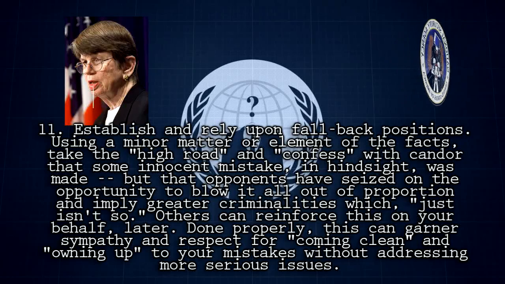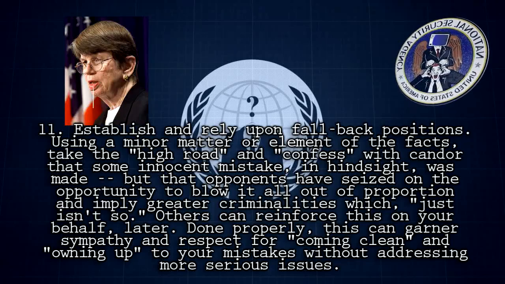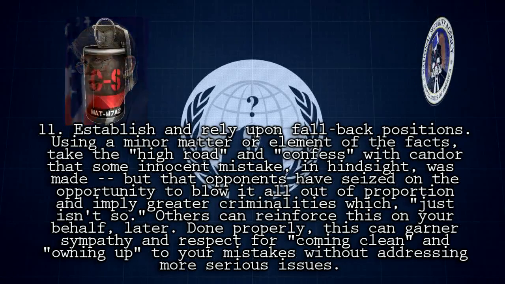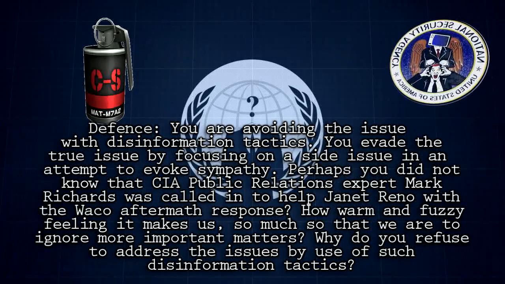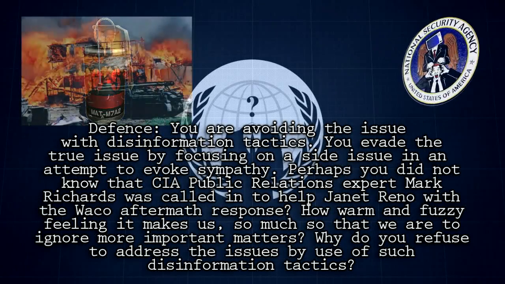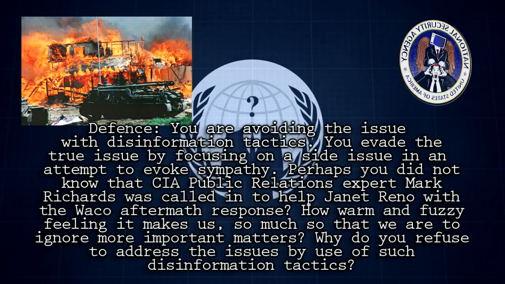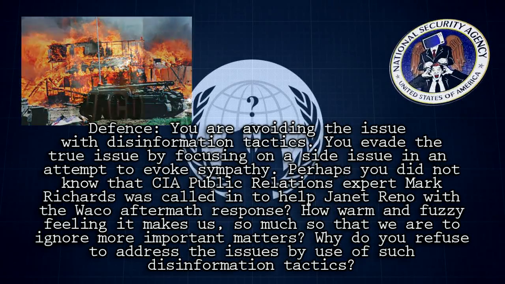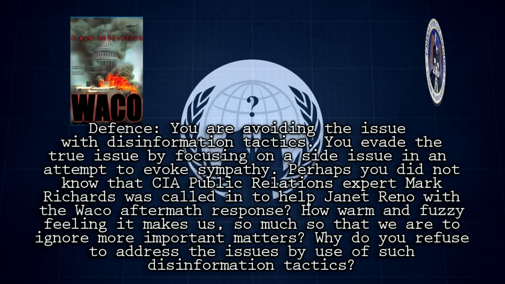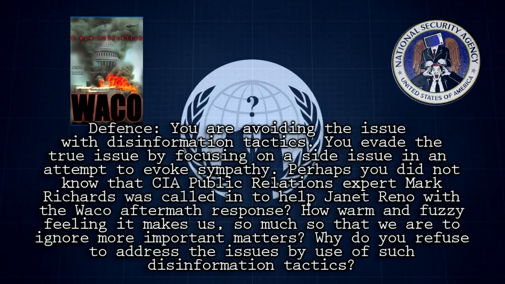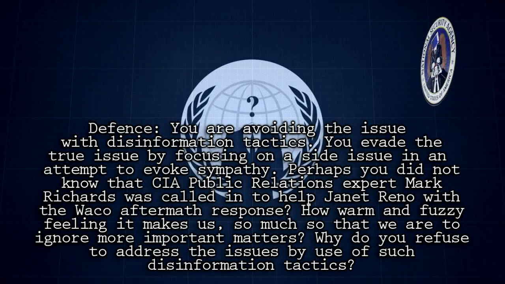Example: Reno admitted in hindsight she should have taken more time to question the data provided by subordinates on the deadliness of CS gas and the likely Davidian response to its use, but she was so concerned about the children that she elected, in what she now believes was a sad and terrible mistake, to order the tear gas be used. Defense: You are avoiding the issue with disinformation tactics. You evade the true issue by focusing on a side issue in an attempt to evoke sympathy. Perhaps you did not know that CIA public relations expert Mark Richards was called in to help Janet Reno with the Waco aftermath response. How warm and fuzzy it makes us feel, so much so that we are to ignore more important matters. Why do you refuse to address the issues by use of such disinformation tactics?